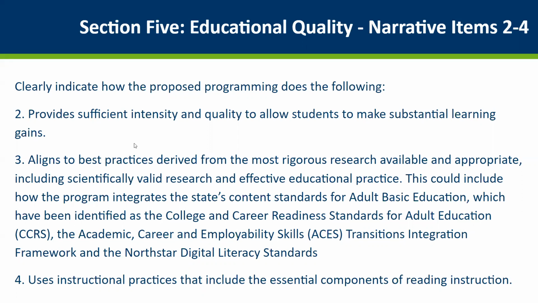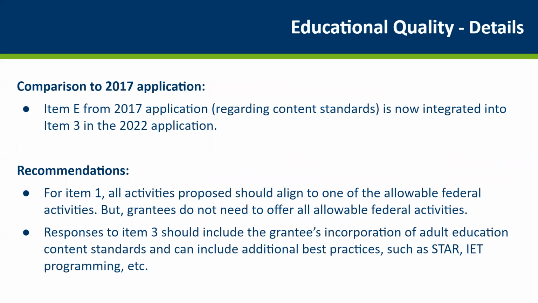Now with some details about this section, just comparing it to the 2017 application, you'll see that item E from the 2017 application regarding content standards is now no longer a separate item, but is integrated into item 3 in the 2022 application. Some recommendations that we have: for item 1, all activities proposed should align to one of those allowable federal activities. But just note that grantees do not need to offer all of those allowable federal activities. You don't need to have something in every category in order to be approved as a federal adult education provider or as a grantee.